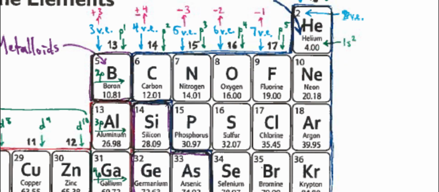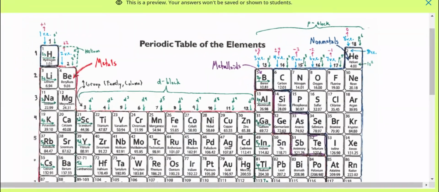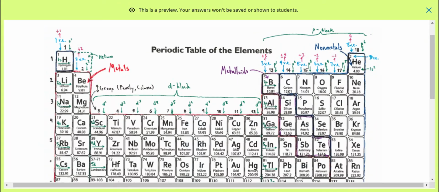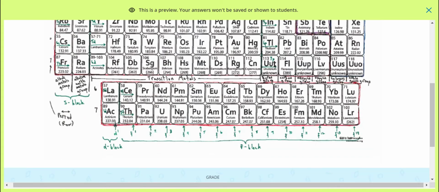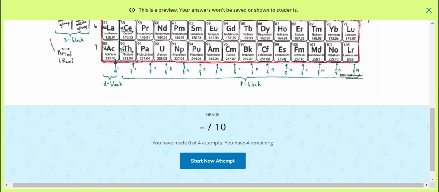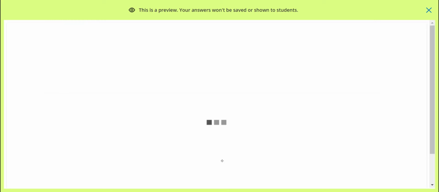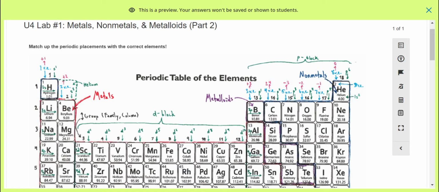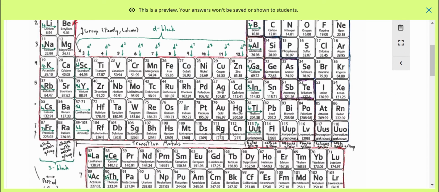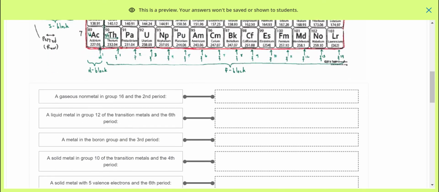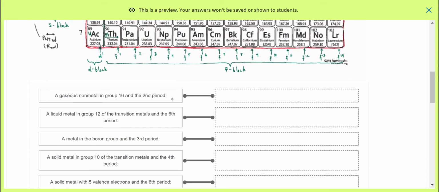Okay, so we can specify where something is placed and what its properties are based on where we put it and what we call it. So in this assignment, we're going to be looking at how we categorize things, or I guess technically it's the other part of the lab, but it's not very lab-like. We're going to be categorizing elements and finding them based on how they're placed. So let me scroll this down here. Okay, so for example, a gaseous nonmetal in group 16 and the second period.